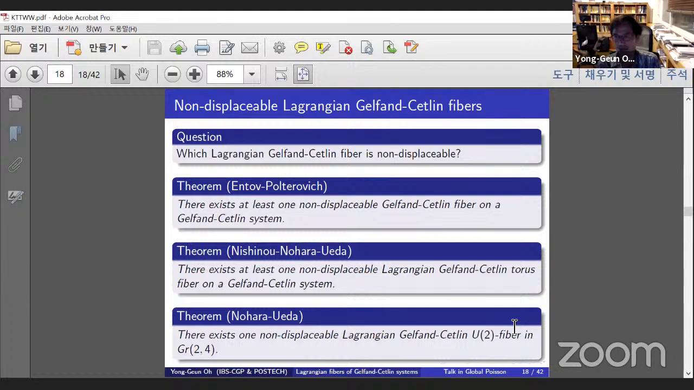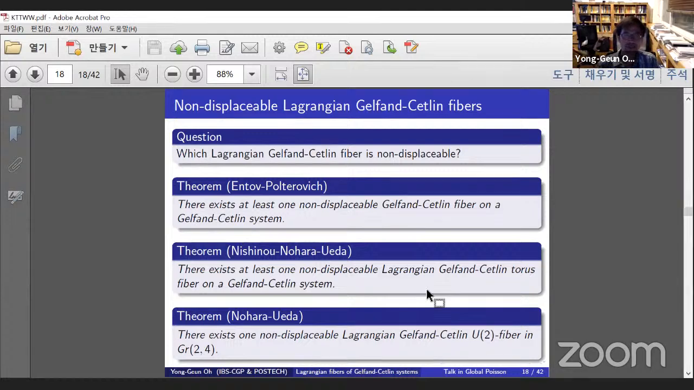Their general theorem is: you look at any finite collection of functions in involution. You regard this as a kind of integrable system or partially integrable system. And then the Entov-Polterovich theorem says there is at least one simultaneous value whose pre-image is non-displaceable. So in particular, any toric fibration or Gelfand-Cetlin fibration or maybe almost toric fibration carries at least one such fiber.